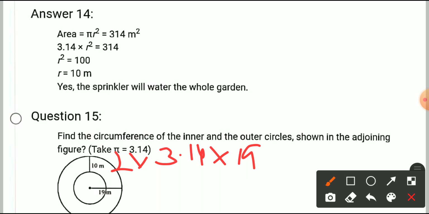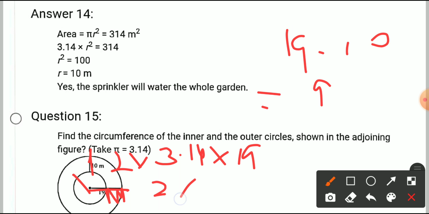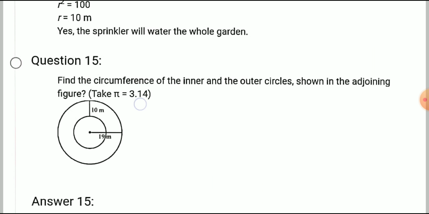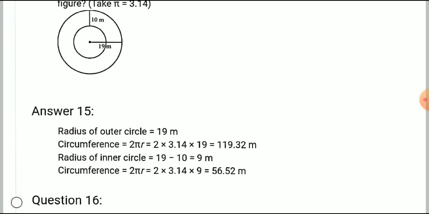And for the inner circle you need to calculate what? Inner radius, this part. So the whole is 19 and this part is only 10. So remove this part, you will have 19 minus 10 equals 9. Same formula, but the radius is different. So here we'll multiply with 9, as you can see here. So both the circle radii are already calculated here.